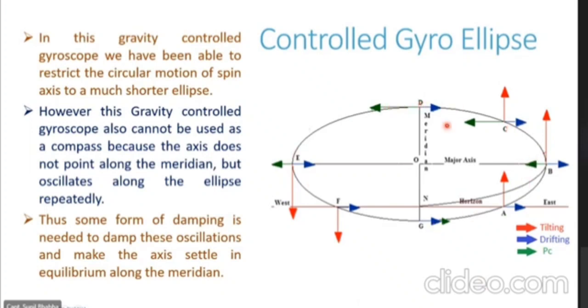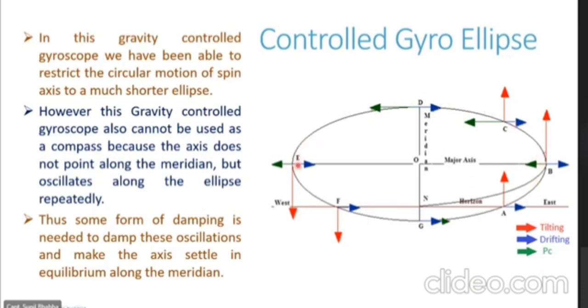The same is true if you try to push it inside of the ellipse. Let us say at point C, you apply a downward force. You put the spin axis here. If you put the spin axis here, again, you will observe that it will move under the effect of these three forces, and slowly, it will go and match with the ellipse, and then it will keep on oscillating where the elliptical path is.